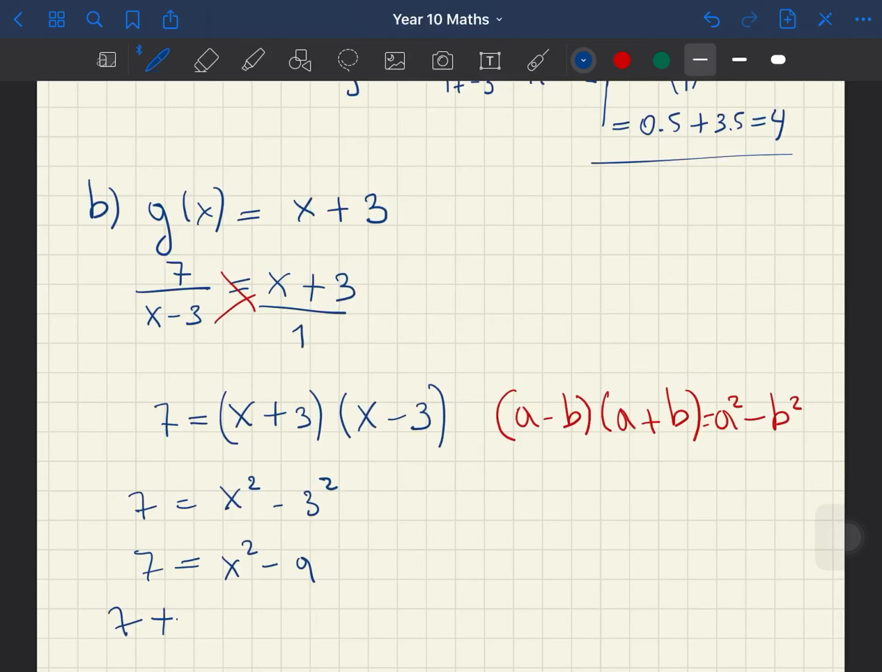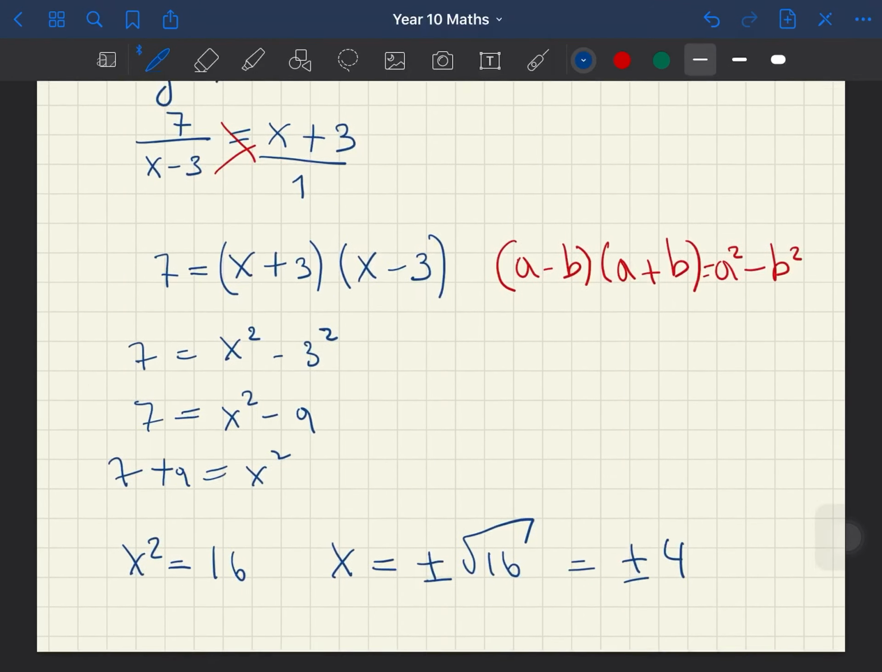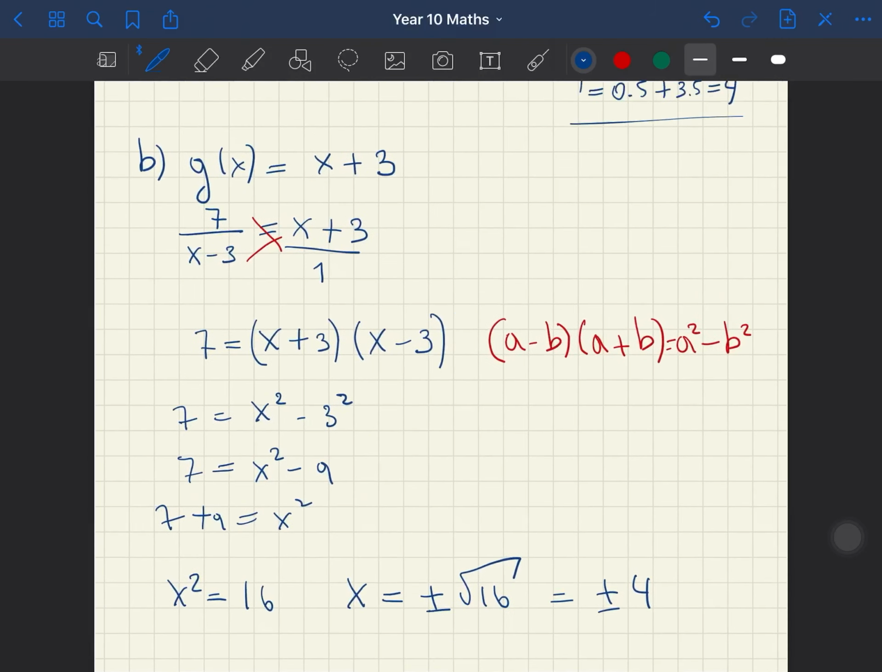7 plus 9 equals x squared. So x squared equals 16 in this case. And it means that x is equal to plus minus square root of 16, equals plus minus 4. This is your x, plus minus 4. x equals plus minus 4 in this case.